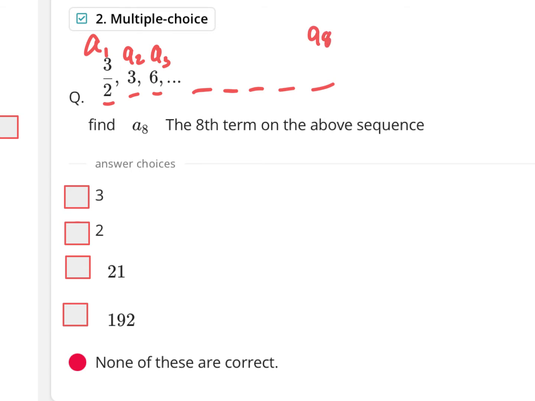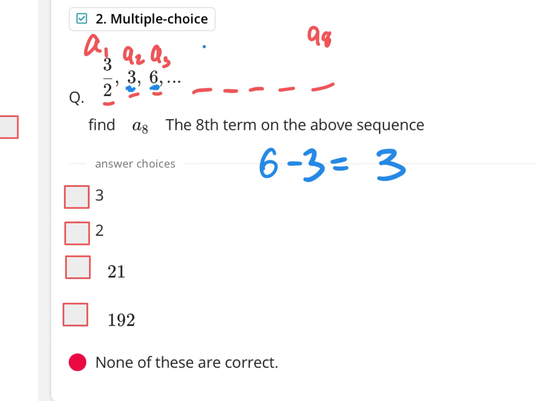So first we need to determine whether this is arithmetic or geometric. Does it have a common difference or a common ratio? Let's check and see if it has a common difference. If I take the number 6 and subtract 3 from it, 6 take away 3, we're saying that the common difference is 3. Let's see if that difference is common. If I take 3, take away 1.5, that's not going to give us 3. So there is no common difference, so it's definitely not arithmetic. It might be geometric.